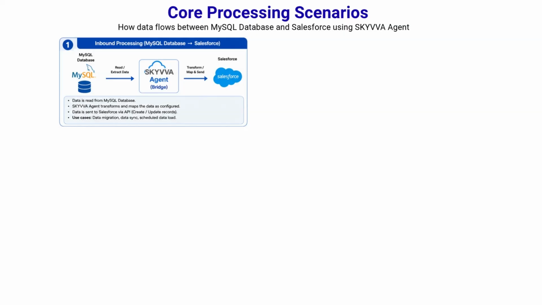Let's begin with inbound processing. In this scenario, the MySQL database acts as the source system. SKYVVA agent connects to the database and reads or extracts the required records. After retrieving the data, the agent transforms and maps it according to the configured integration rules. This may include converting data formats, mapping database columns to Salesforce fields, and applying business logic. Once the data has been prepared, SKYVVA Agent sends it securely to Salesforce through the Salesforce APIs, where new records are created or existing records are updated. This scenario is commonly used for data migration, scheduled synchronization, and importing business data into Salesforce.